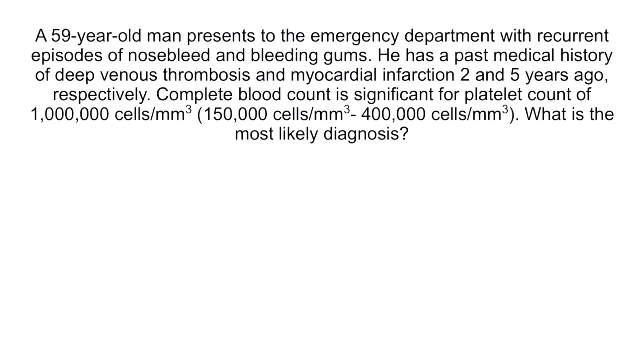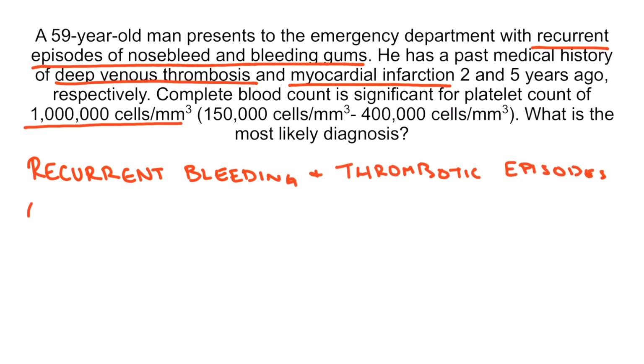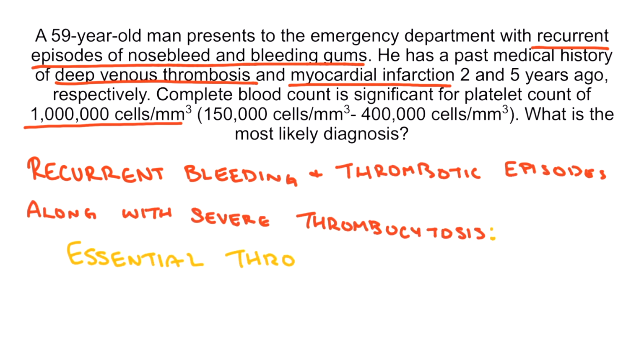This patient presents with recurrent episodes of nosebleed and bleeding gums. Past history of DVT and myocardial infarction. In other words, this patient has both bleeding and thrombotic episodes. His platelet count is 1 million, which is severely elevated. Recurrent bleeding and thrombotic episodes along with severe thrombocytosis is consistent with the diagnosis of essential thrombocythemia.